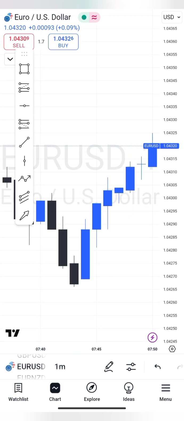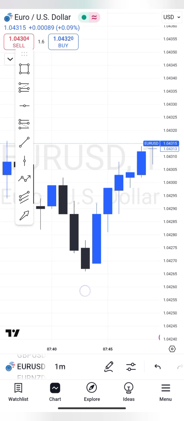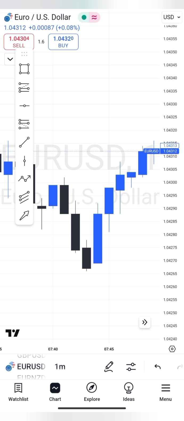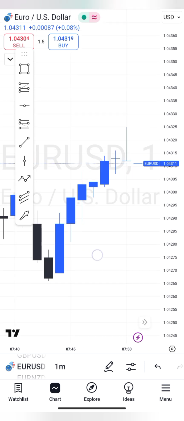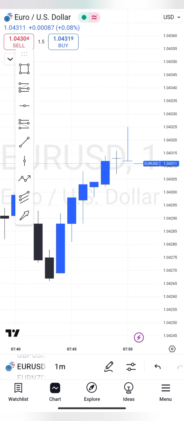Basically, at every given moment of time, people are buying and they are selling the same commodity. Some people are buying, some people are selling. If there are more sellers in the market, the price is going to go lower. If there are more buyers in the market, the price is going to go higher. And with each candlestick, you can have an idea of who is dominating the market.